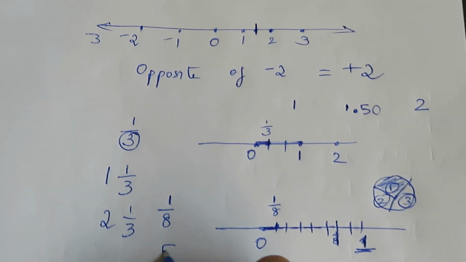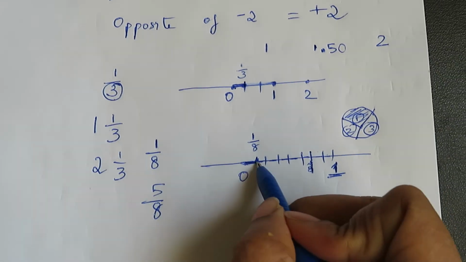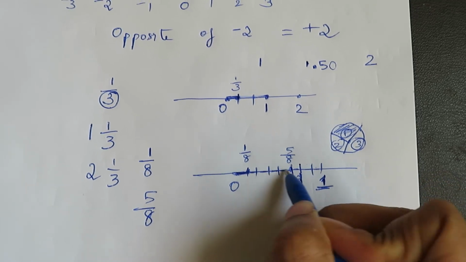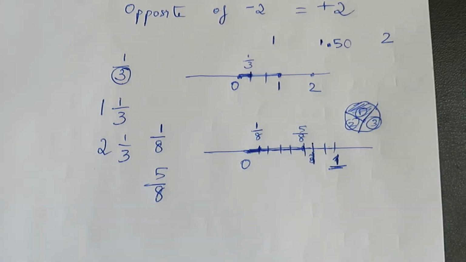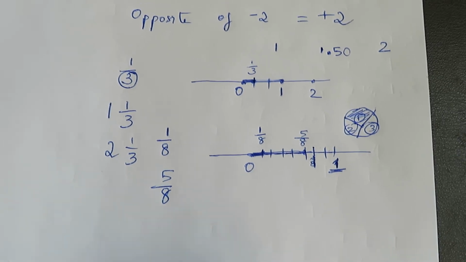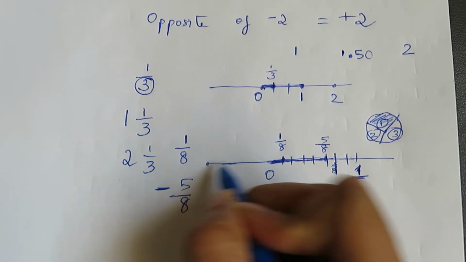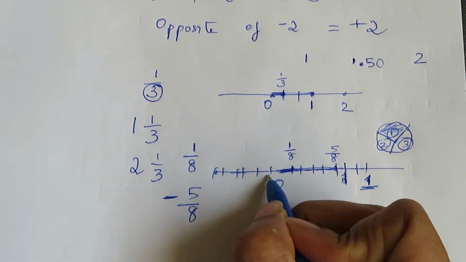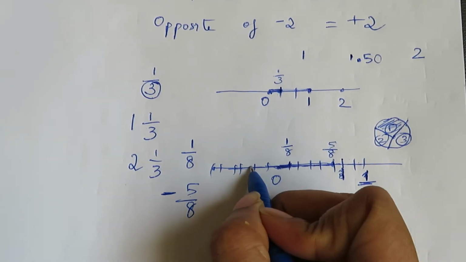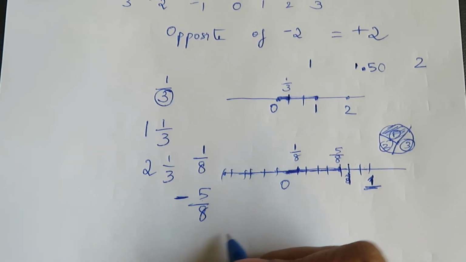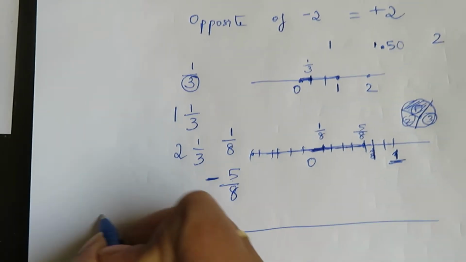If they ask you to find out where is 5/8, so 1, 2, 3, 4, 5. This will be my 5th chocolate. 5 out of 8 will be here. The same way, if I want to mark -5/8, I'll go to the opposite side. I'll cut it into 8 parts, and then the 5th portion to the left will be my -5/8. Clear?